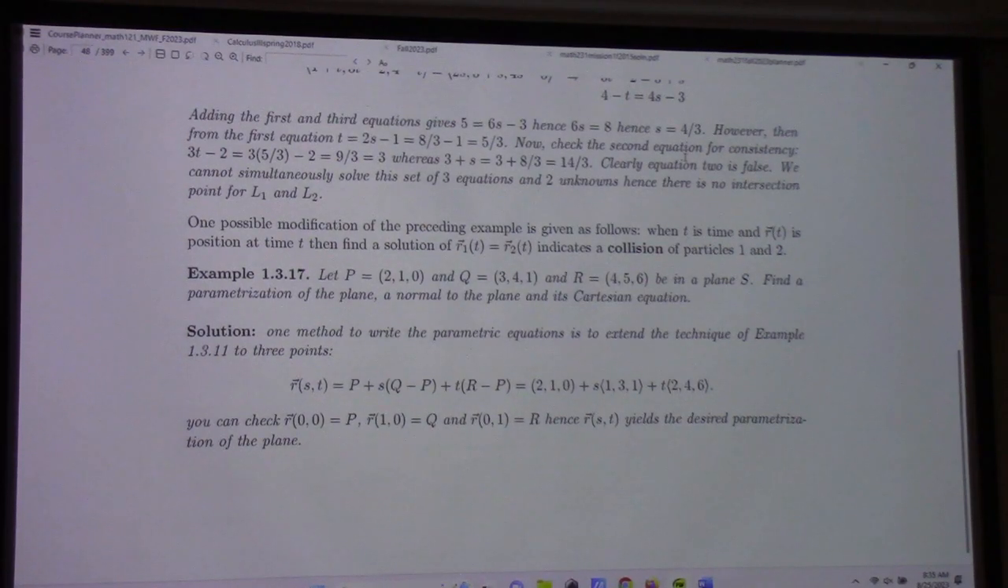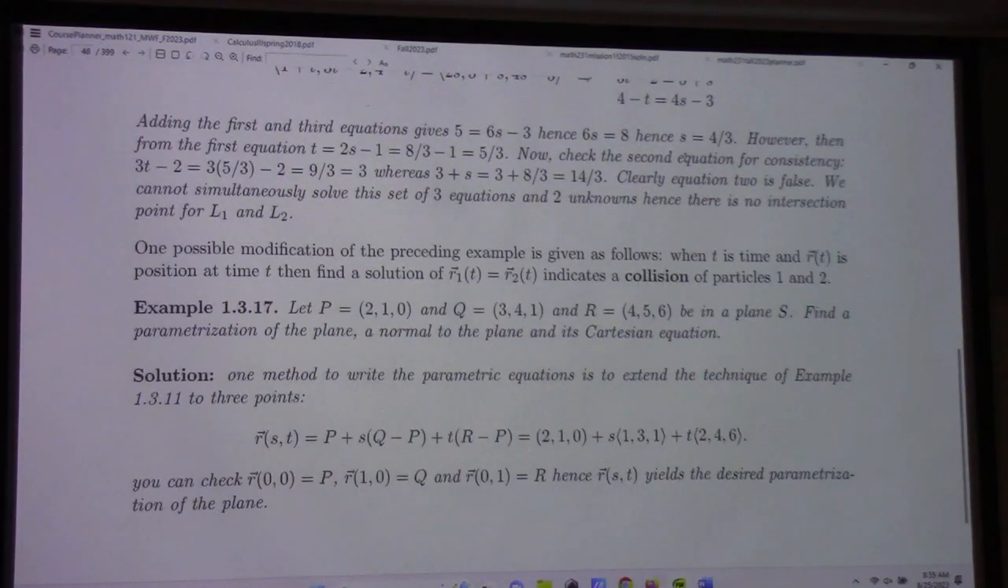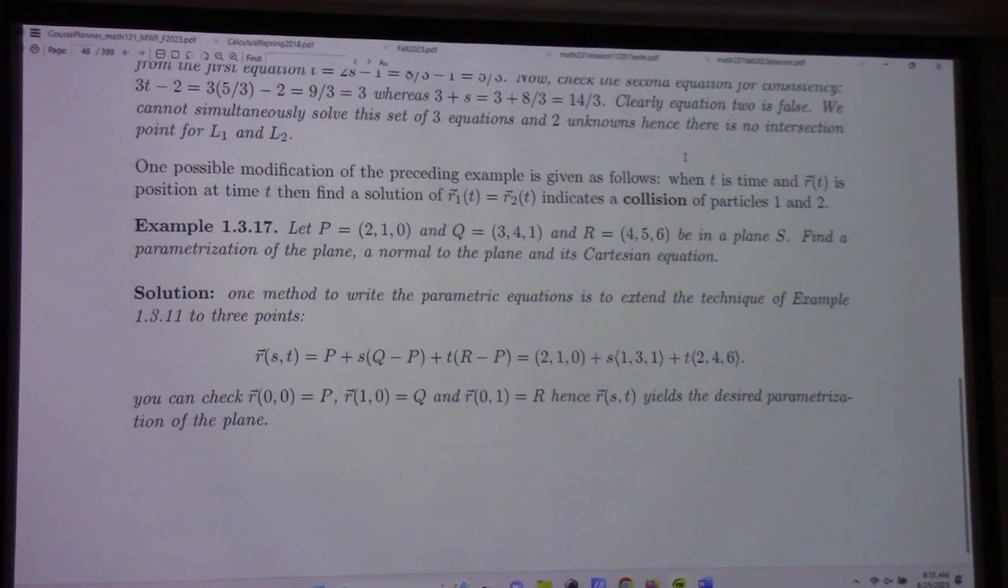Oh, perfect. This is the one I was looking for. So you've got 3 points, P, Q, R. Here I'm asked to find a parameterization of the plane, a normal to the plane, and its Cartesian equation. So here we get to see for a single plane both a parameterization of the plane and also an equation for the plane. So the 2 different viewpoints you can contrast. All right?